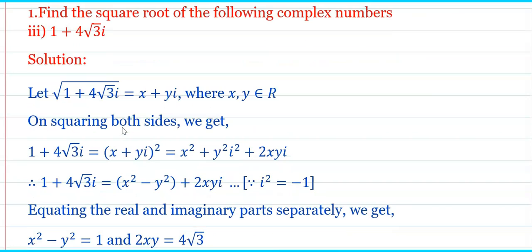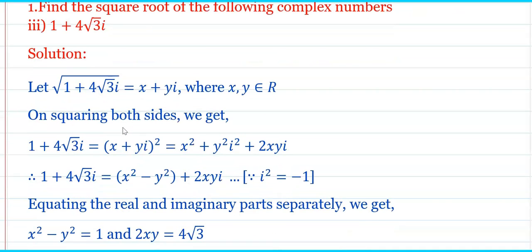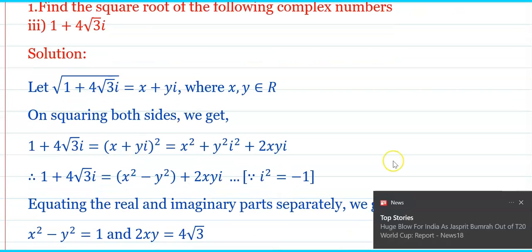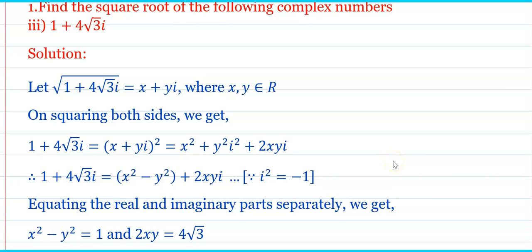Now the question number 3. 1 plus 4 root 3i. Let the square root of 1 plus 4 root 3i is equals to x plus yi, where x, y belongs to set of real number. Again squaring on both sides. 1 plus 4 root 3i. इथे root and square sign will get cancelled. X plus yi bracket square.